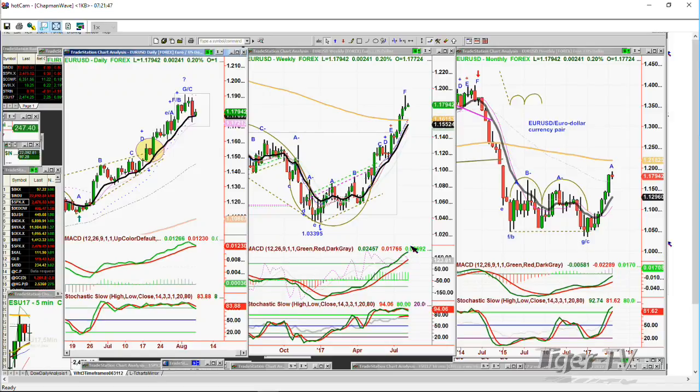The weekly chart is still very strong. Stochastics at 94% is very strong, but starting to pull back. The patterns that we've been looking at for quite a while, if you're new to my work, you're looking at daily, weekly, monthly.